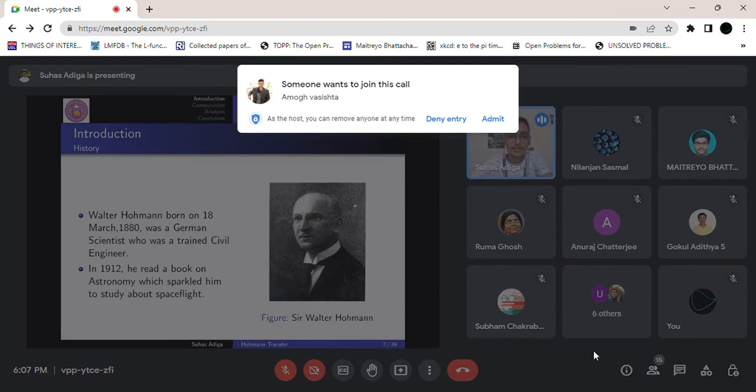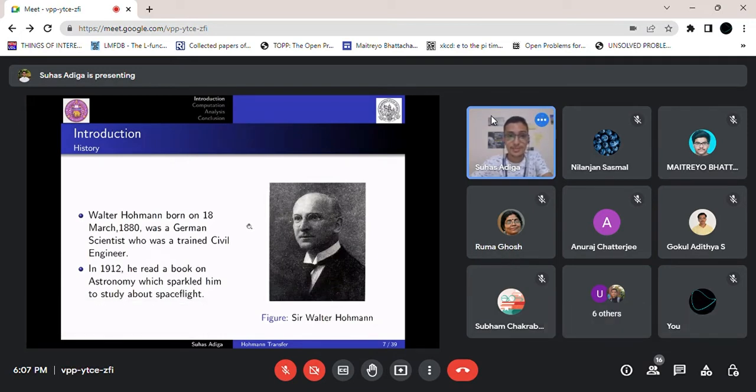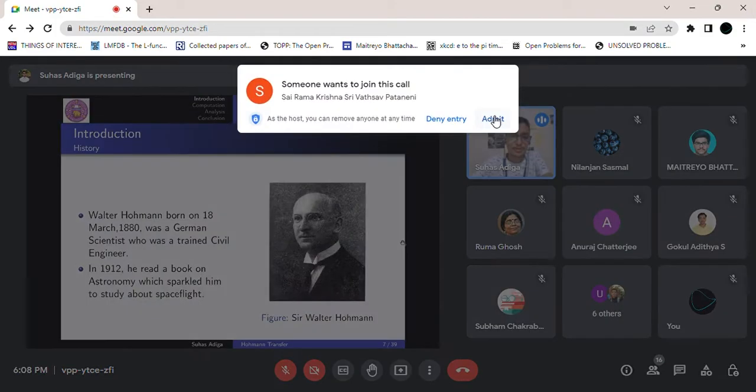So let us see who this Walter Hohmann was. Walter Hohmann was born in 1880. He was a German scientist, but the reality is that he was actually a trained civil engineer. Since his childhood, he was very much interested in German science fiction. He was very much interested in this book called The Two Planets, written by Kurd Lasswitz. This was the book which actually motivated him to work on astrodynamics, mainly in the field of orbital mechanics. In 1912, when he was reading this book on astronomy, there was something that sparked his interest about space flight.